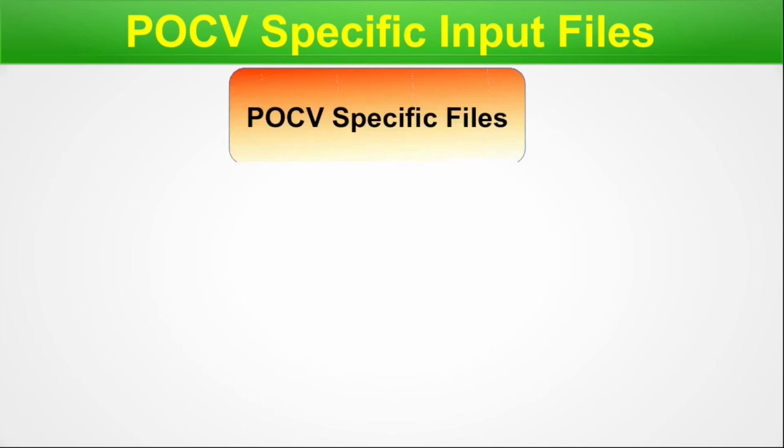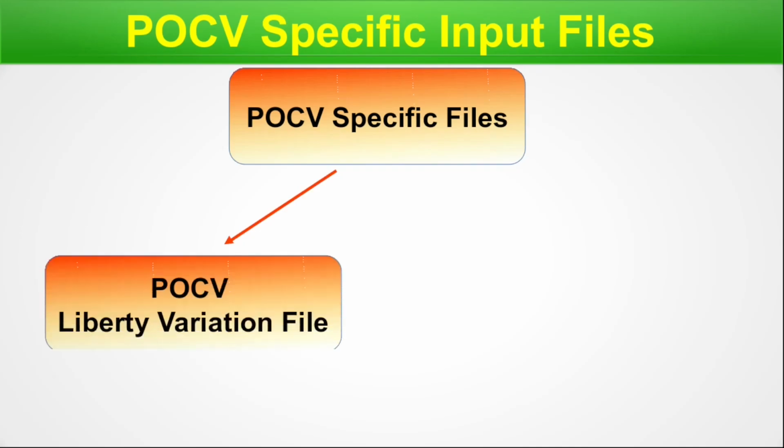POCV specific input files. So this is the thing that I was mentioning a few slides ago. We will talk about how the input files are different. Mostly the POCV specific files we are talking about here. Rest of the files, whatever we have discussed for STA, they will be there. However, we need some additional files, and these additional files can be provided to the POCV engine in two ways. The first way is POCV liberty variation file. I just talked about this a few slides back also. It is also called POCV LVF, which I think comes in the timing library.